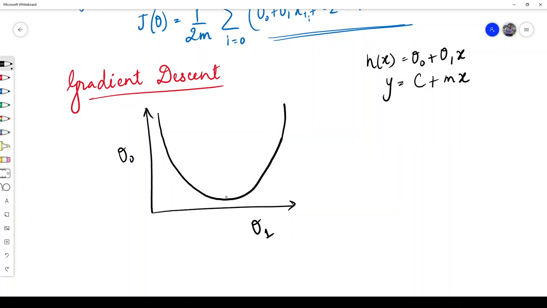Can someone tell me what is this point? And the plot is basically y. This black curve corresponds to all the y values for each value of theta naught and theta 1. So can someone tell me now what is this value here? Minima. Okay. Sorry, this is not y. Oh, sorry.